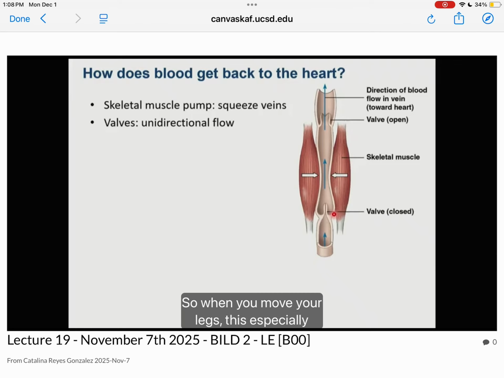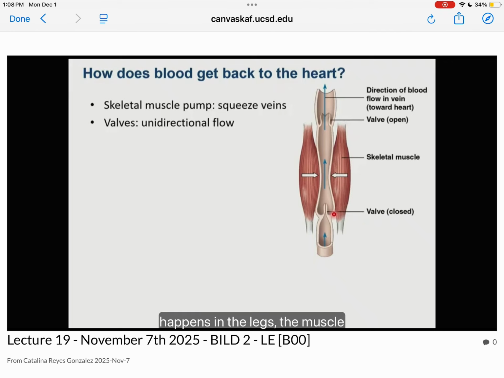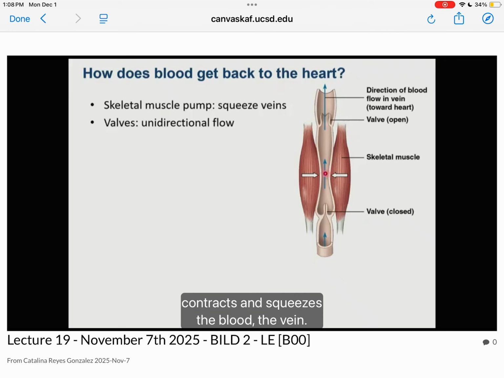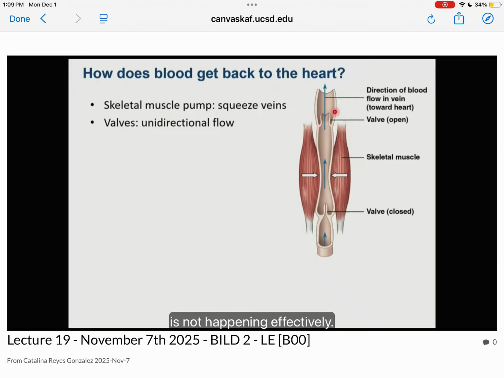So when you move your legs, this especially happens in the legs, the muscle contracts and squeezes the vein. And blood cannot go back because you have the valve, so it can only move forward. And that actually helps return blood to the heart. So you know when people are in bed rest, they come and move their legs. That's not only so that the muscle doesn't atrophy, that is also to return blood to the heart. Otherwise, you start having accumulation of blood that creates a pressure, and it's going to cause leakage of fluid and swelling, which we call edema. In planes, when you have a long flight, you haven't moved too much, some people get swollen ankles because of that, because the return to the heart is not happening effectively.